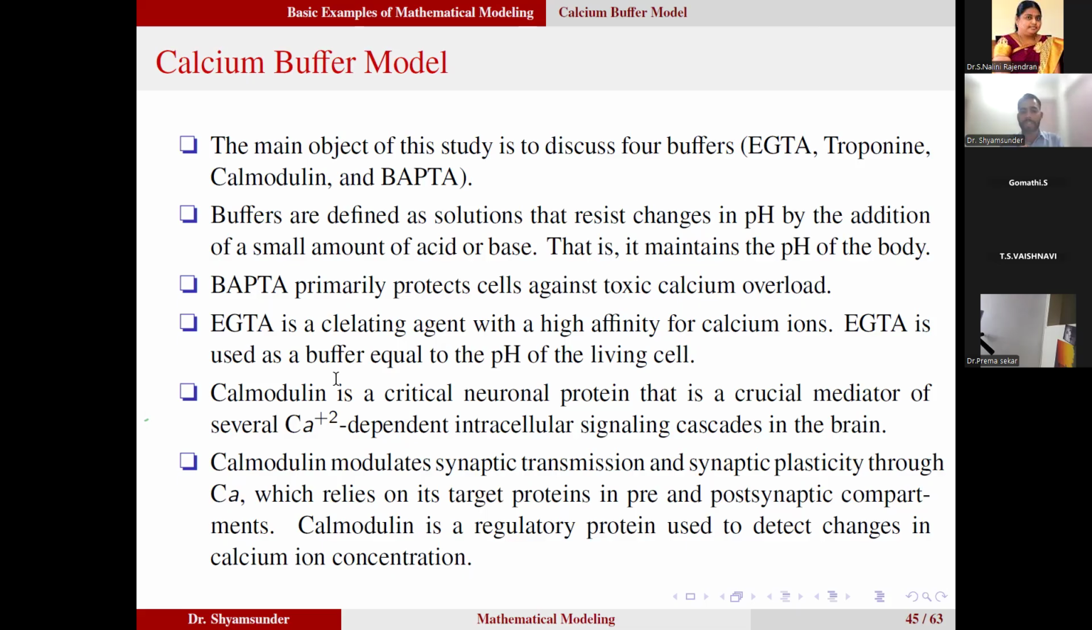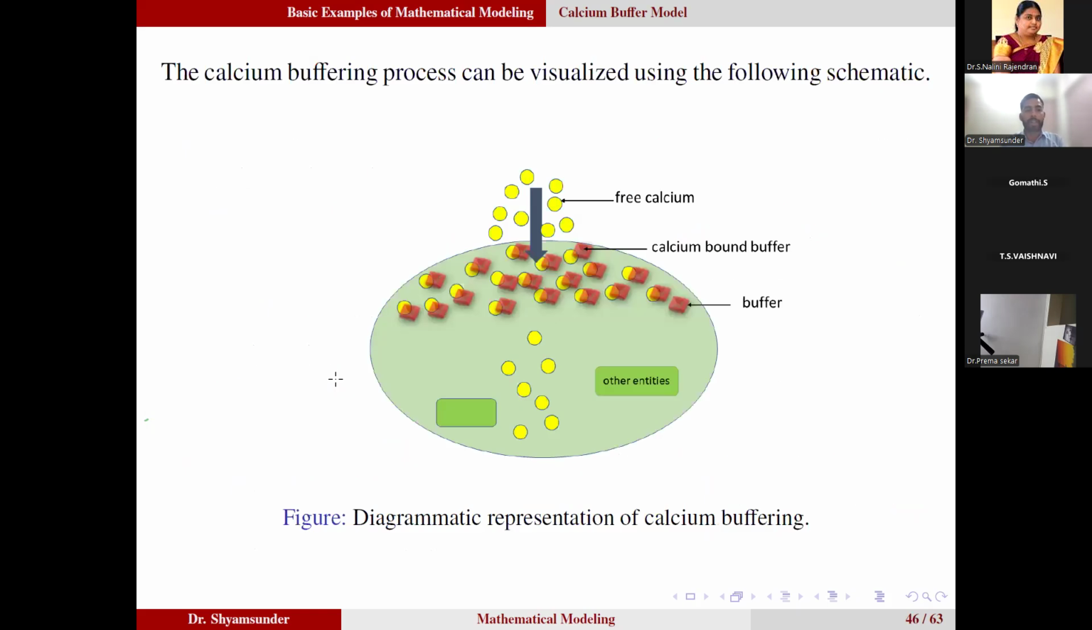EGTA, a chelating agent, maintains the buffer equal to the pH in living cells. And calmodulin is the buffer important for the brain system, and also a regulatory protein used to detect changes in calcium ion concentrations. This problem is seen diagrammatically here: the yellow dots show the free calcium, and the red dots are the buffer, and the joined yellow and red is the calcium buffer bond.